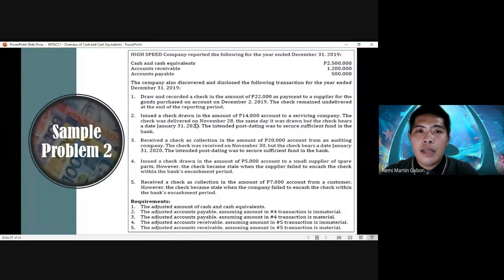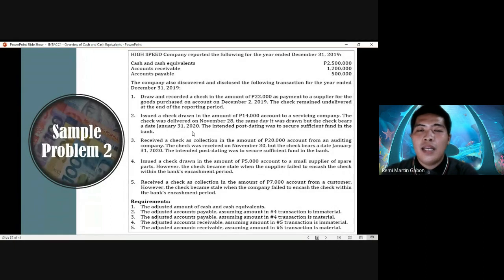Next, we have number 2. Issued a check drawn in the amount of 14,000 to a servicing company. 14,000 on account, so therefore, credit basis. The check was delivered on November 28, the same day it was drawn, but the check bears a date of January 31, 2020. So therefore, it can only be encashed on January 31.